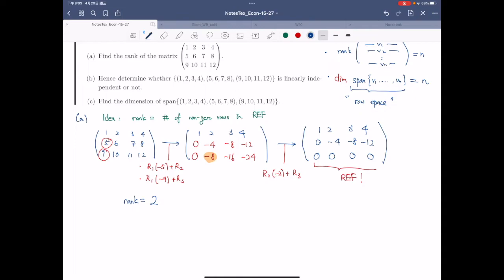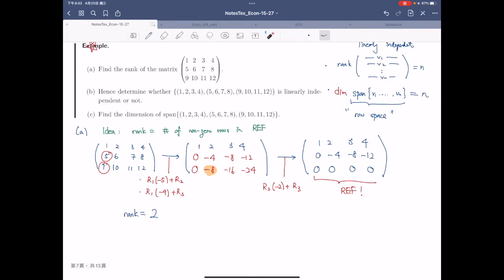That's it. So what does it mean for the original matrix? It means that, what is rank? Rank, by definition, is the number of linearly independent vectors. And now, what it tells you, the rank is 2. That means that you have only 2 linearly independent vectors here. Okay?